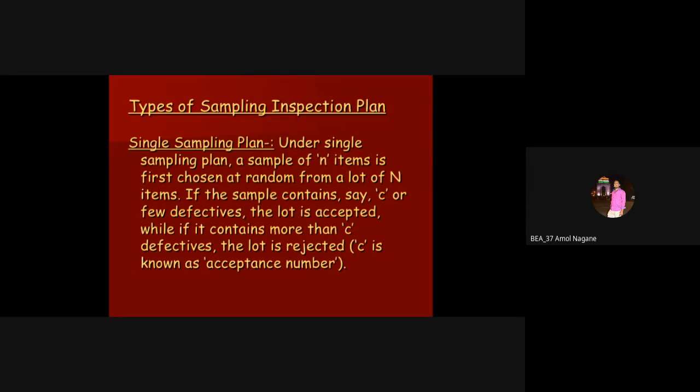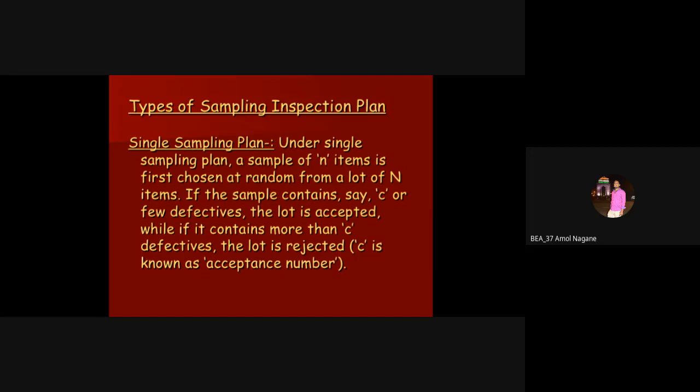If the sample contains C or fewer defectives, the lot is accepted. While if it contains more than C defectives, the lot is rejected. For that purpose, we can take the example of one manufacturing industry, nut and bolt, a very simple example.